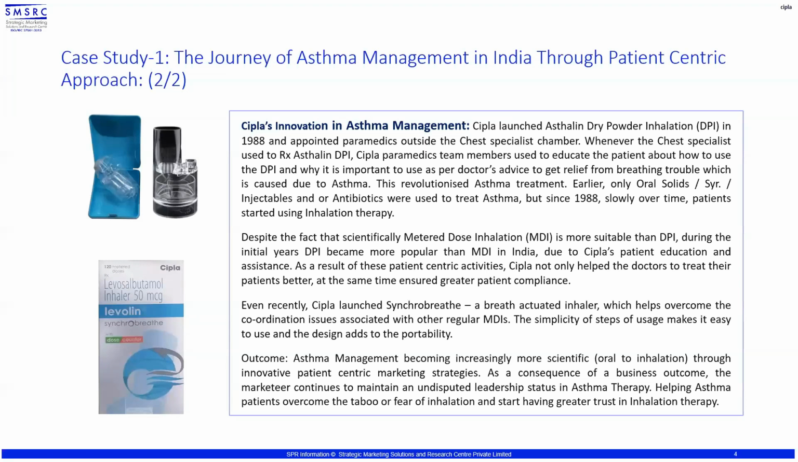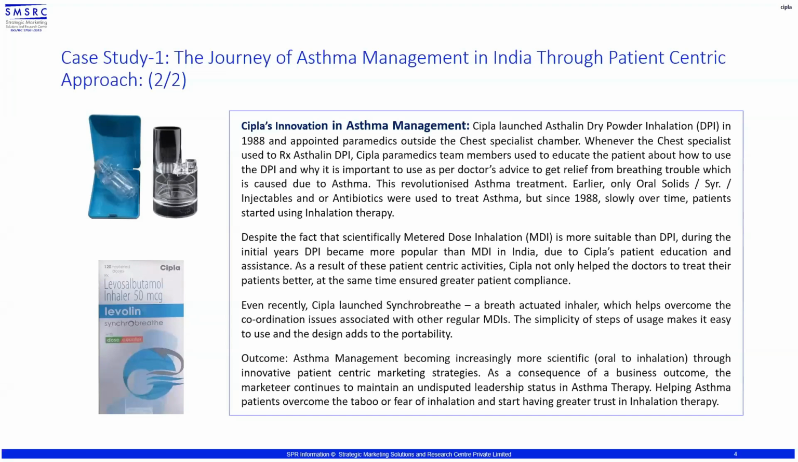It was impossible for the chest specialist to spend time to teach every single patient how to take it and how to make it effective. So to facilitate that, this company appointed paramedics sitting outside the chamber of the chest specialist. Whenever a chest specialist prescribed this drug, the doctor used to say, "While going, please meet this particular person and he will explain how to use this therapy."